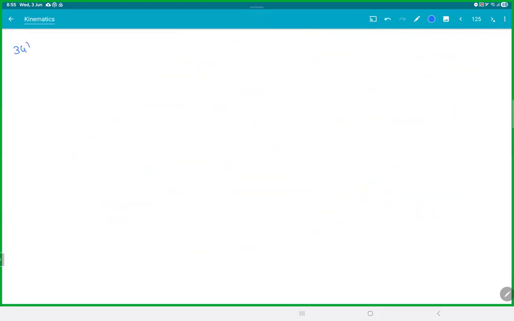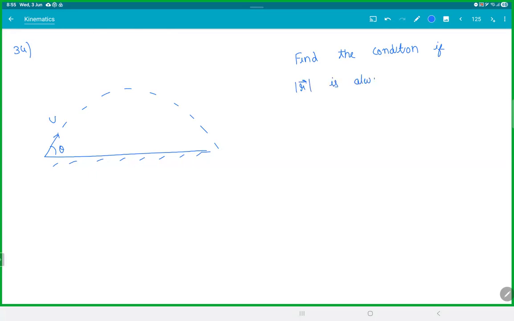Let me ask you a question based on that A part. A particle is projected with angle theta. Find the condition if mod r bar is always increasing. They can say the distance from the point of projection is always increasing. So what is the meaning of this? Look at this. I'll give you some examples.